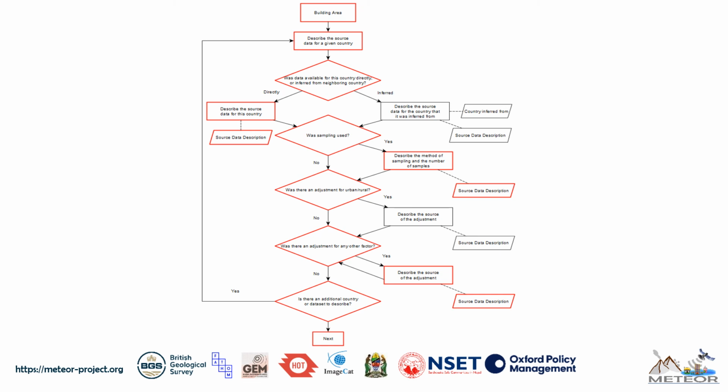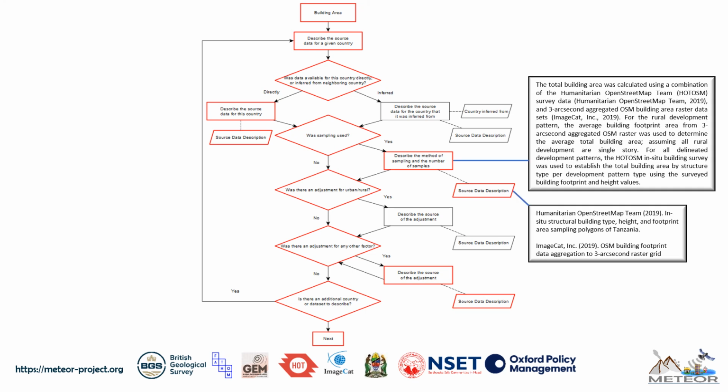Building area values were directly obtained from the field survey data collected and the aggregated building area raster. The total building area was calculated using a combination of the Humanitarian OpenStreetMap Team survey data and the 3 arcsecond aggregated OSM building area raster datasets created by ImageCat. For the rural development pattern, the average building footprint area from the 3 arcsecond aggregated OSM raster was used to determine the average total building area, assuming all rural developments are single-story.